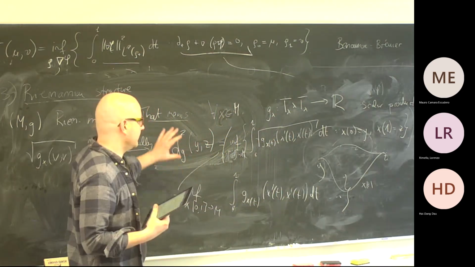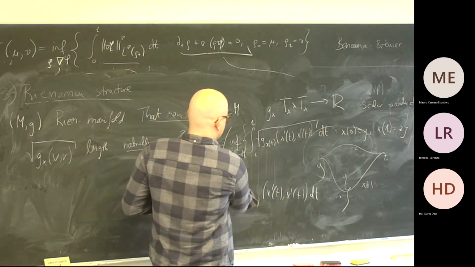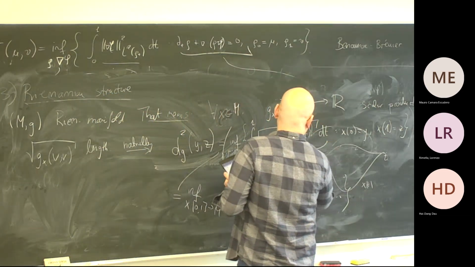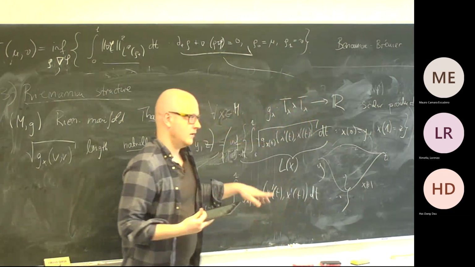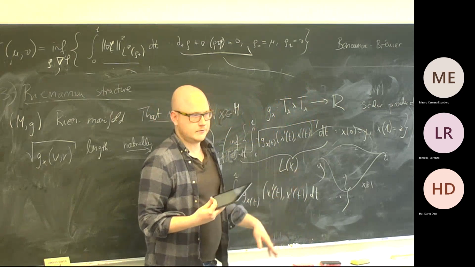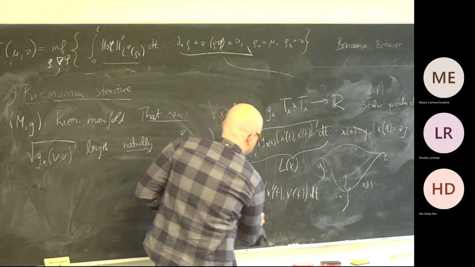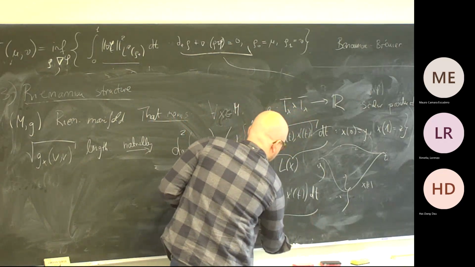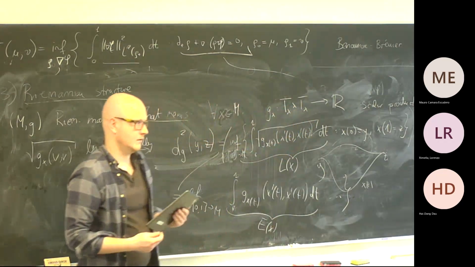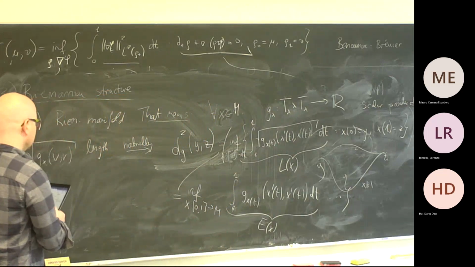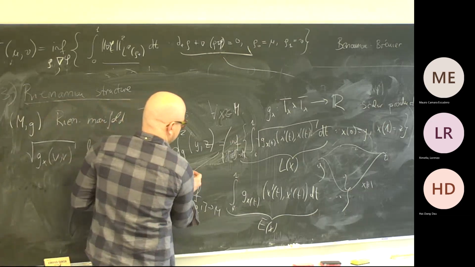So what this does is the following. We can say, as I said, this is the length of a curve x. So we've got a curve x, we can measure the length, and this is sometimes called the energy. And okay, so this is a little bit non-trivial here.